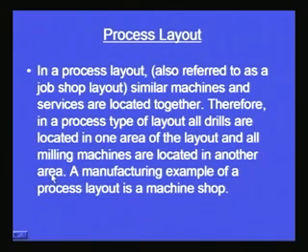So this I have already told. A manufacturing example of a process layout is a machine shop. So a process layout can be seen in the machine shop. Maybe a big machine shop is there, and we have different areas specified for different types of machining operations.